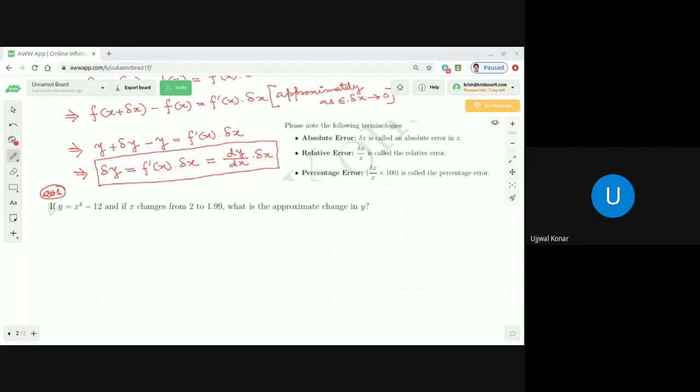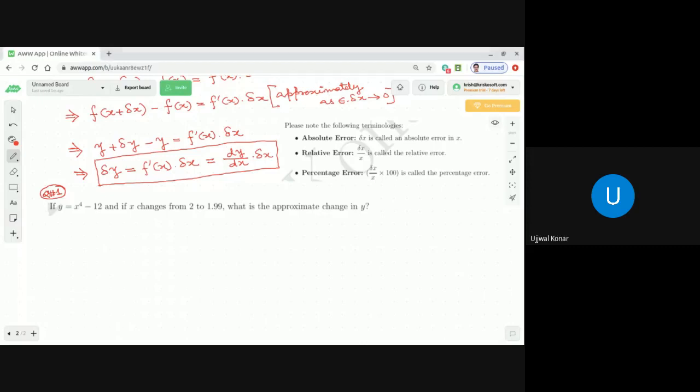One way to find it out without using differential calculus is that you find the value of 2 to the power 4 minus 12, and then you find the value of 1.99 power 4 minus 12, and then subtract it. It will take a long time, dear students, because 1.99 power 4 is not easily doable. So then what are we going to do? We are going to leverage the concept of differential calculus.